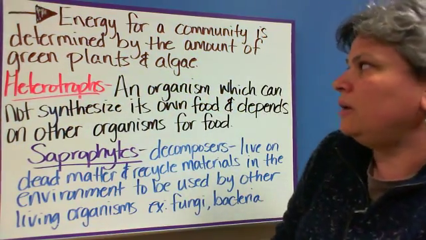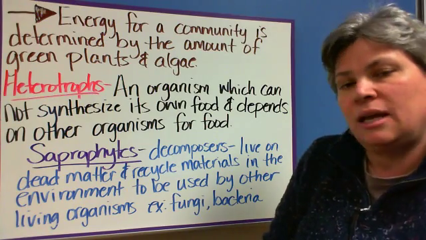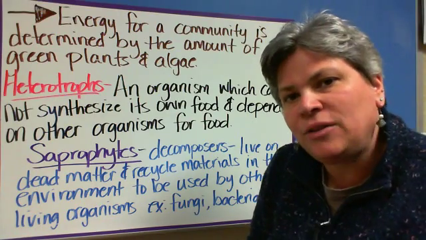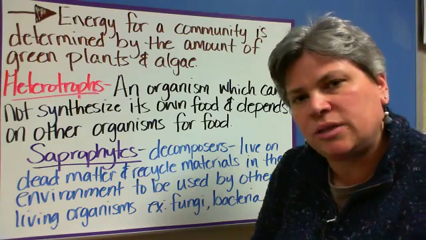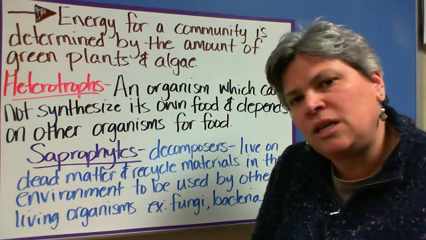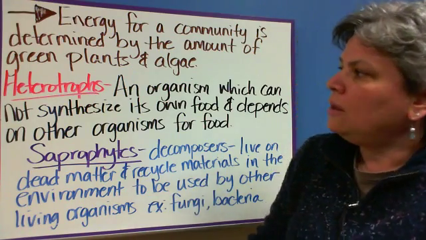Energy for a community is determined by the amount of green plants and algae. If you don't have a lot of plants in the community, you can't have a lot of anything else. Because remember, everything is dependent on something else in the ecosystem. So the green plants set it off. If the plant population decreases, that affects every other population in the ecosystem.